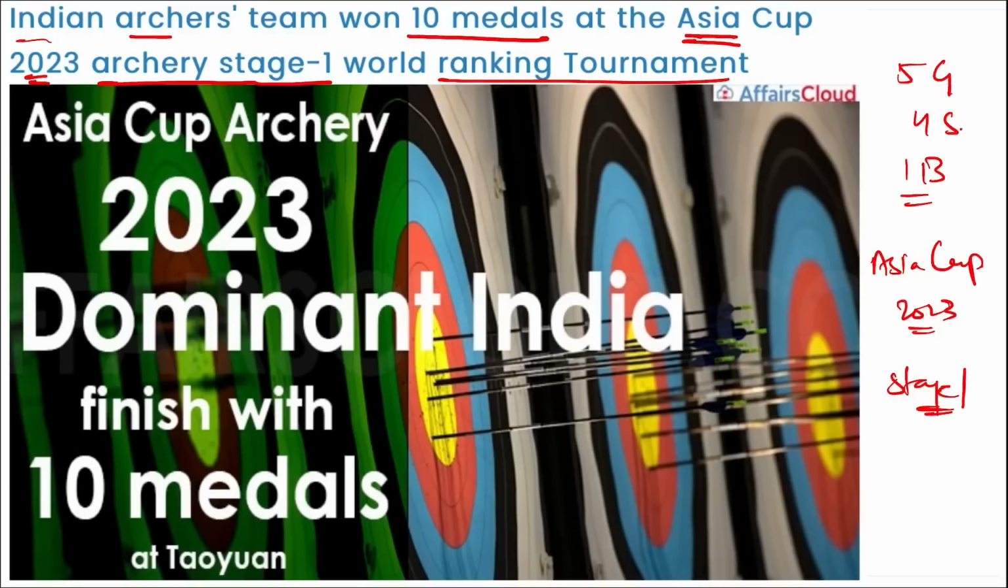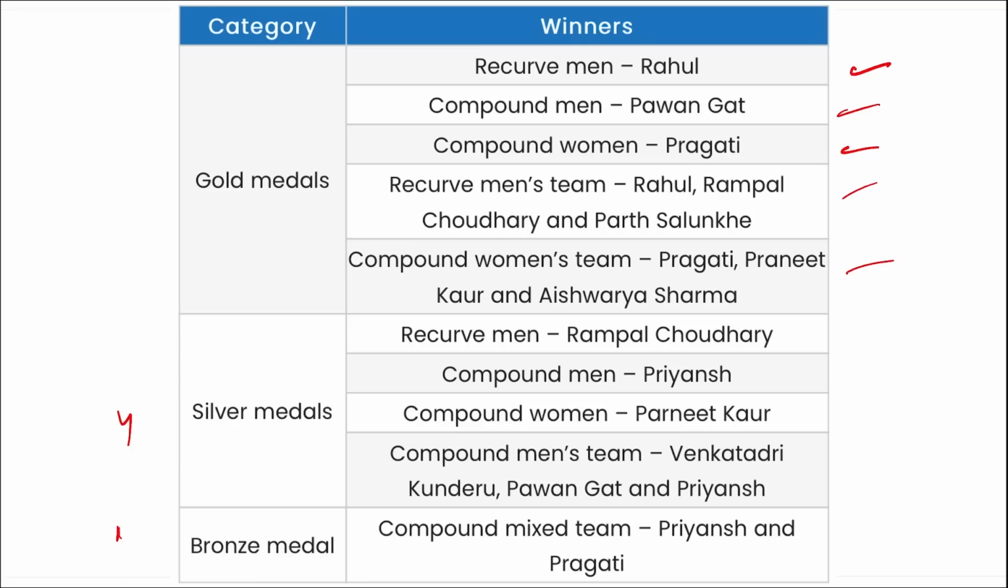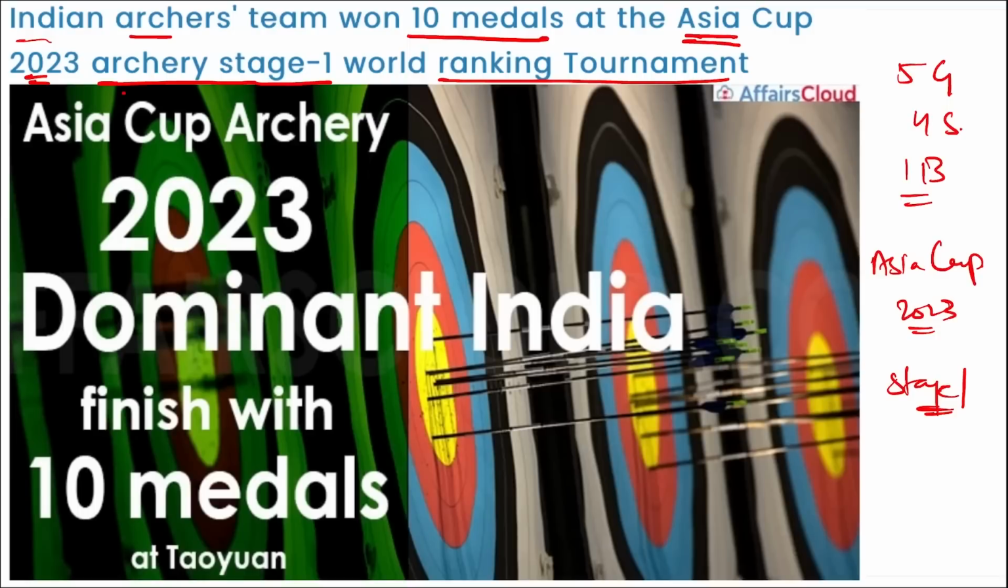So these are important. Do take note of how many medals were won, and do remember the gold medal winners: Rahul, Pawan, Rampal Chaudhary and Parth Salunkhe, and Pragati, Praniti Kaur, Aishwarya Sharma have won all the gold medals. So these were related to sports, for the Archery Stage 1 World Ranking Tournament, the Asia Cup 2023, in which India has won a total of 10 medals.